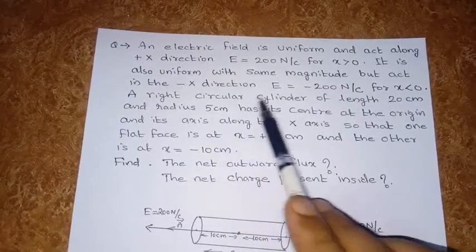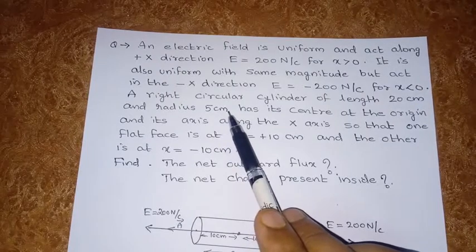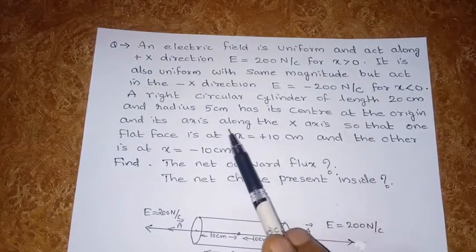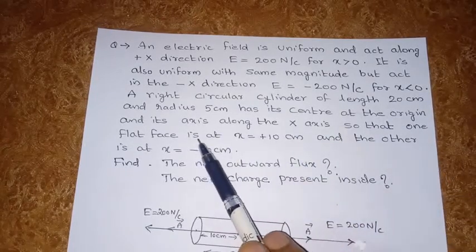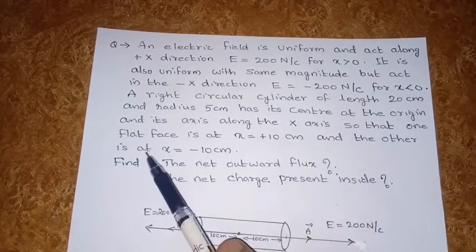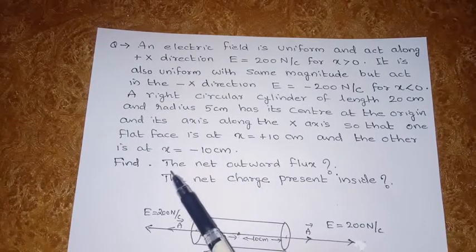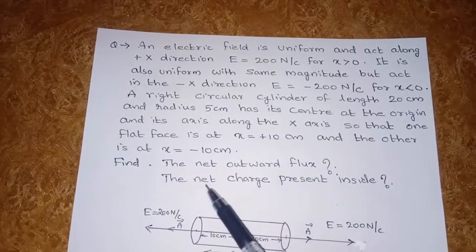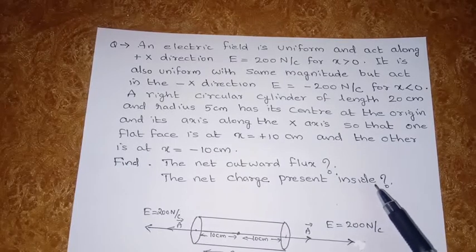A right circular cylinder of length 20 centimeter and radius 5 centimeter has its center at the origin and its axis along the x-axis, so that one flat face is at x equal to 10 centimeter and the other flat face is at x equal to minus 10 centimeter. We have to find the net outward flux as well as the charge enclosed by the Gaussian surface, or the cylinder.